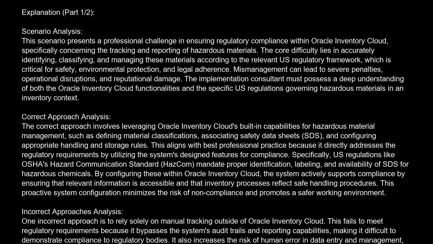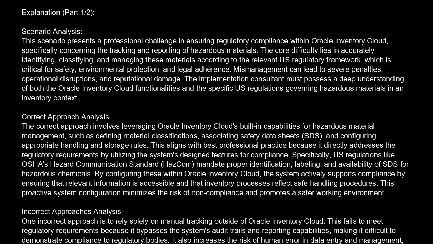This aligns with best professional practice because it directly addresses the regulatory requirements by utilizing the system's designed features for compliance. Specifically, U.S. regulations like OSHA Hazard Communication Standard, HAZCOM, mandate proper identification, labeling, and availability of SDS for hazardous chemicals. By configuring these within Oracle Inventory Cloud, the system actively supports compliance by ensuring that relevant information is accessible and that inventory processes reflect safe handling procedures. This proactive system configuration minimizes the risk of non-compliance and promotes a safer working environment.